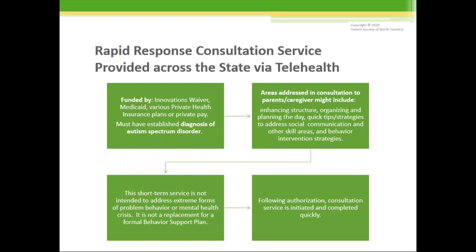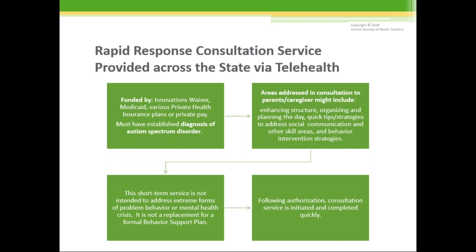So how is it paid for? There's a variety of different funders for this. The Innovations Waiver is one. If your child or adult is on the Innovations Waiver, this service can be funded through specialized consultative services. It also can be funded through traditional Medicaid for children under the age of 21. It's also available for adults who are receiving Medicaid through outpatient behavioral health services.